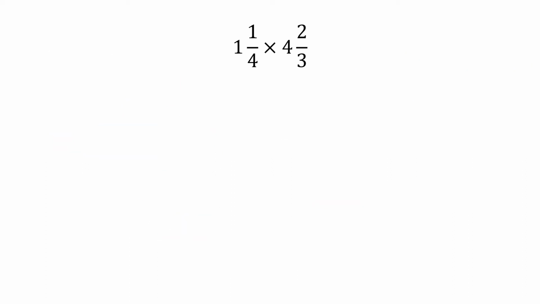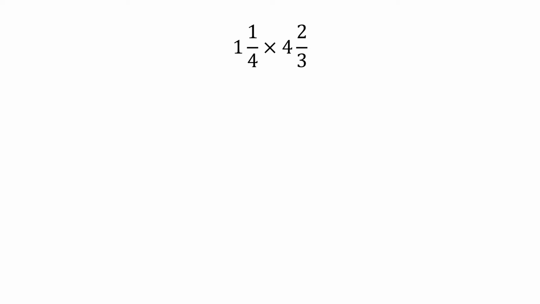Let's look at another example. Go ahead and pause the video and try this one on your own. Convert 1 1/4 and 4 2/3 to improper fractions, and then multiply across the numerators times the numerators and the denominators times the denominators. And then start this video back up and we'll double check it together.